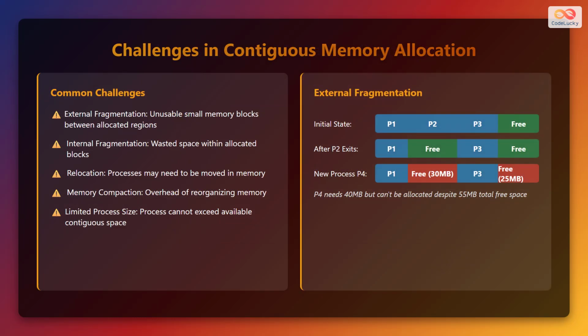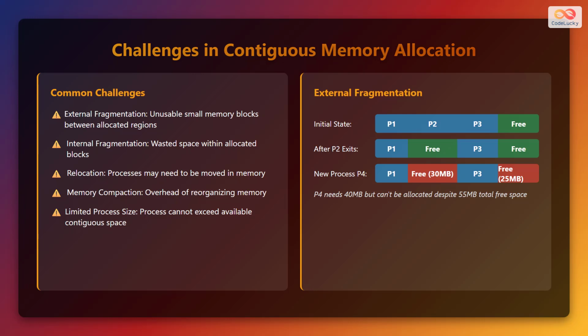Let's consider some challenges in contiguous memory allocation. A significant challenge is external fragmentation, which refers to unusable small memory blocks between allocated regions. Internal fragmentation, which is wasted space within allocated blocks, is another issue.